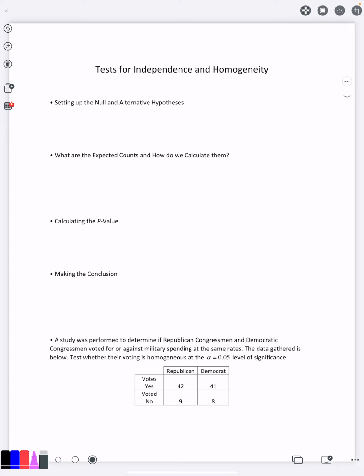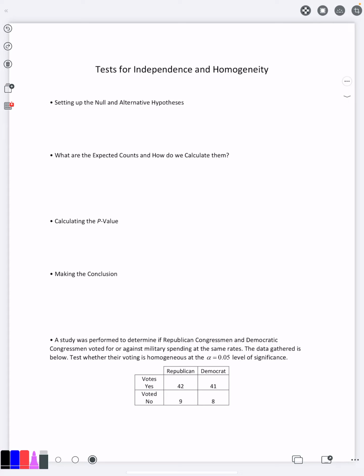The example down here, also Republican Democrat, but we're talking about whether they voted yes or no to increase military spending. So the idea is we have this data, and again, this is made up data, but we're saying what they voted for, what they voted against. People always talk about the Republican Party being, let's increase military spending, and the Democratic Party, let's not increase it. The question is, how do they vote? Did that really match up with what they're saying? Or are they basically voting at the same rate no matter which party they're in?